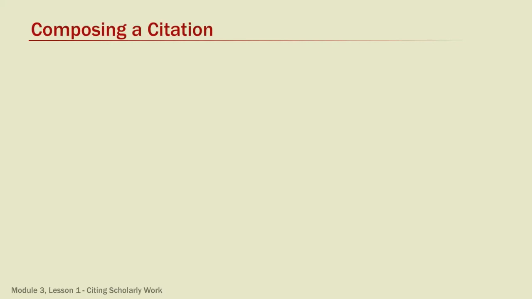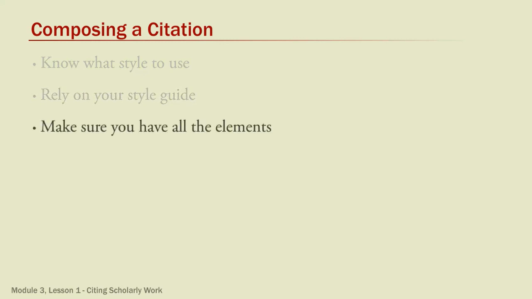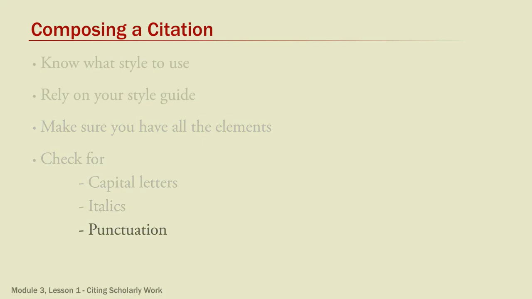Composing a citation. When it's time to put together your citations, you'll need the information you've gathered about your sources. But you'll also need information about what is required for a particular citation style. Your library should have a copy of the style guide you need or the online version of the style guide. Using your style guide as an example, plug in the information from your source material, making sure that all the elements are present. Double-check to be sure you've used capital letters, italics, and punctuation exactly as your style guide specifies.